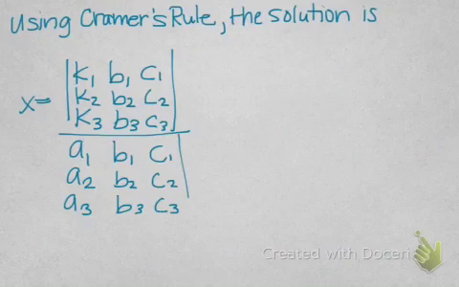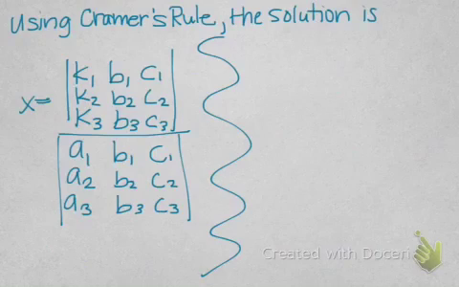So the determinant, this is for solving for x. We're going to put the constant where x is, and this is talking about the numerator. We'll put the constant where x is, and then the b's and the c's go where they normally would. And then in the denominator, you just have all of the coefficients of your system.